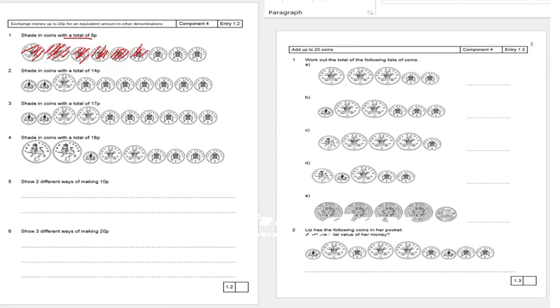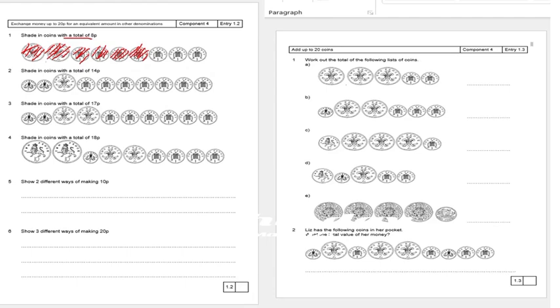Now there is more than one way to get your answer. I can shade in 6 1p coins and a 2p coin. That's another answer. So there are multiple methods and ways of getting the same answer, as long as you are justified and you're clear on what your method is.